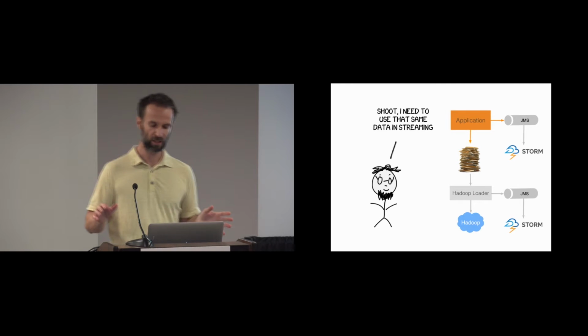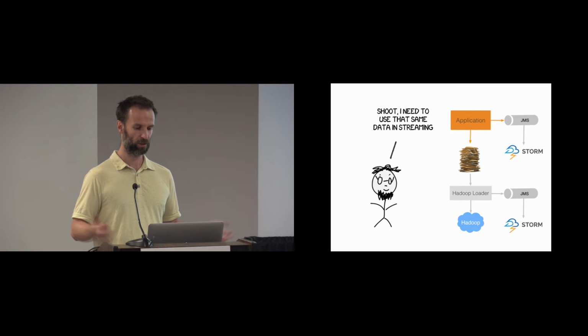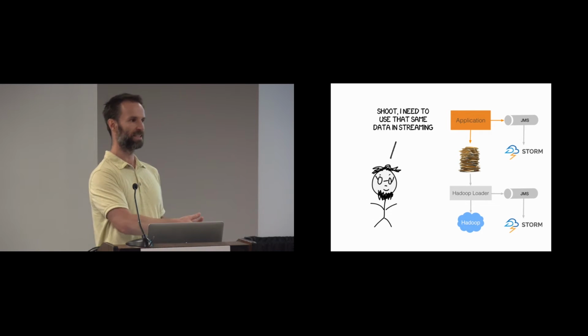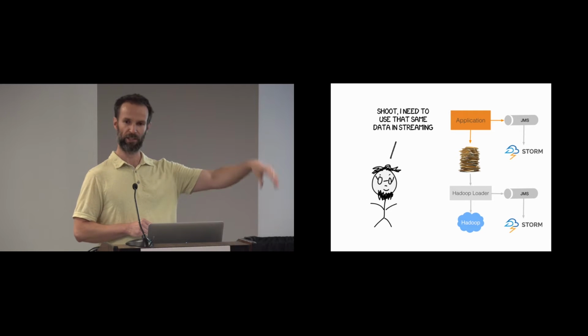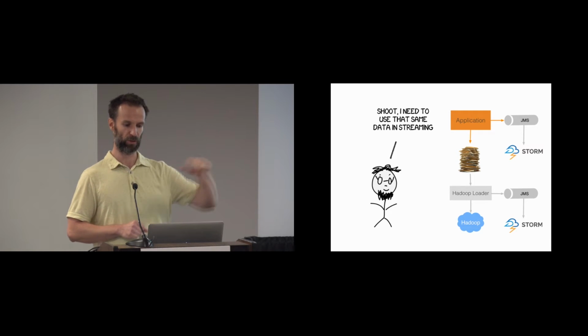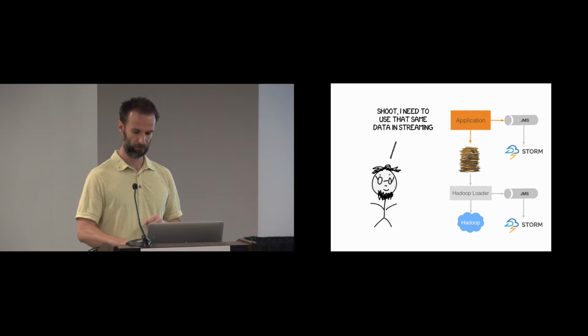Now, tomorrow, he needs to use that same data in a streaming system like Storm. So he's like, OK, well, I've already developed this one ETL pipeline, so I'm going to leave that alone. I can either write to maybe something like JMS for my application, and then Storm can ingest that, or my Hadoop loader can be augmented to do that side effect write to JMS as well.